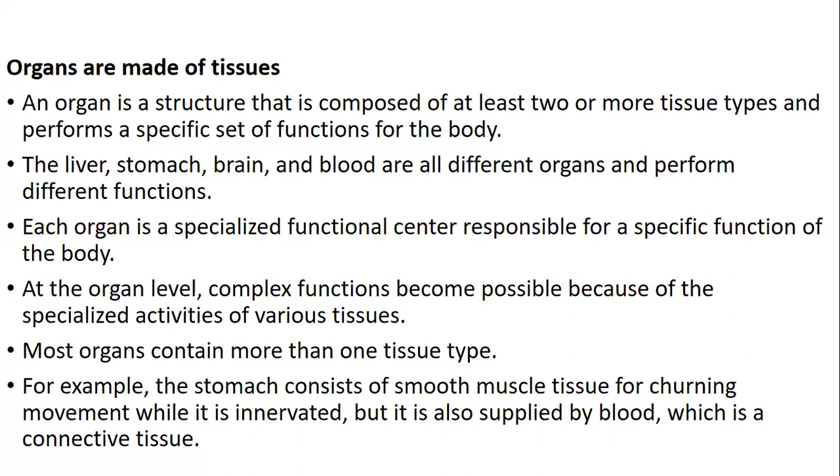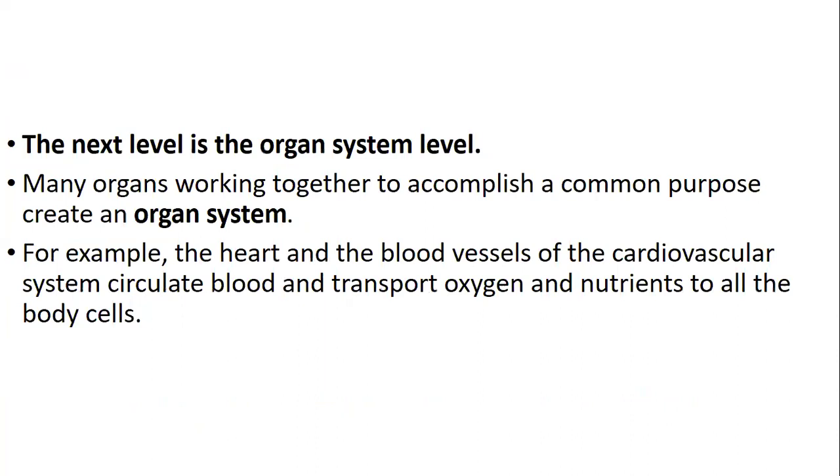Therefore, most organs contain more than one tissue. For example, the stomach consists of smooth muscle for the churning movement, while it is innervated, and it is also supplied by blood, which is a connective tissue. So you find that two tissue types coming together make up what is known as an organ, and that organ performs a specific function for the body.